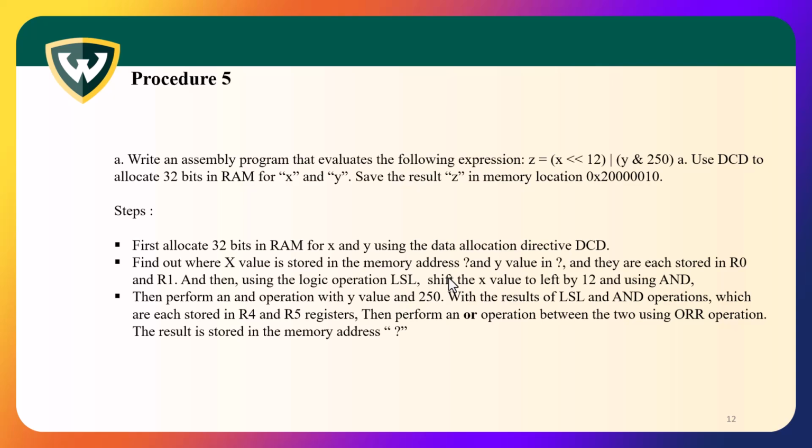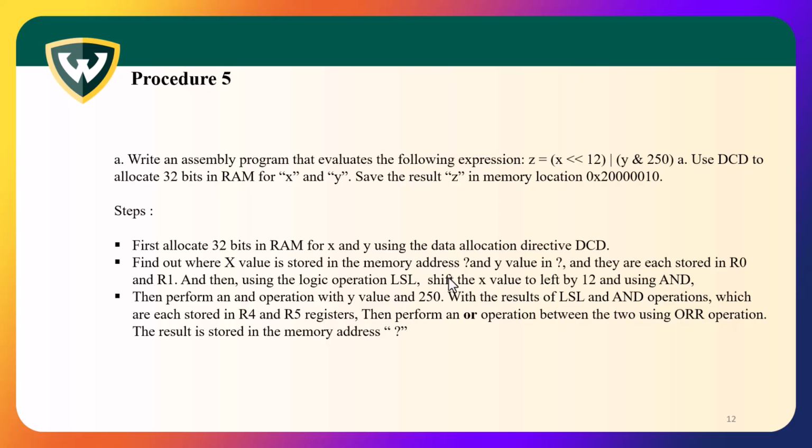So in A, you're going to write down the following expression: z equals x less than 12, and y and 250. So you're going to use the DCD operator again to allocate 32 bits in the RAM for x and y and save the result in z in the memory location. The memory location here might not be the same one that you're going to encounter in your experiment. So you're going to write down the z memory location here.